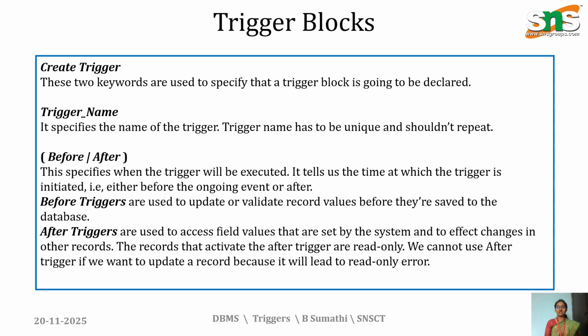Next, BEFORE triggers are used to update or validate record values before they are saved to the database. Next is your AFTER trigger. AFTER triggers are used to access field values that are set by the system and to effect changes in other records. The record that activated the AFTER trigger is read only. We cannot use an AFTER trigger if we want to update a record because it leads to a read-only error.